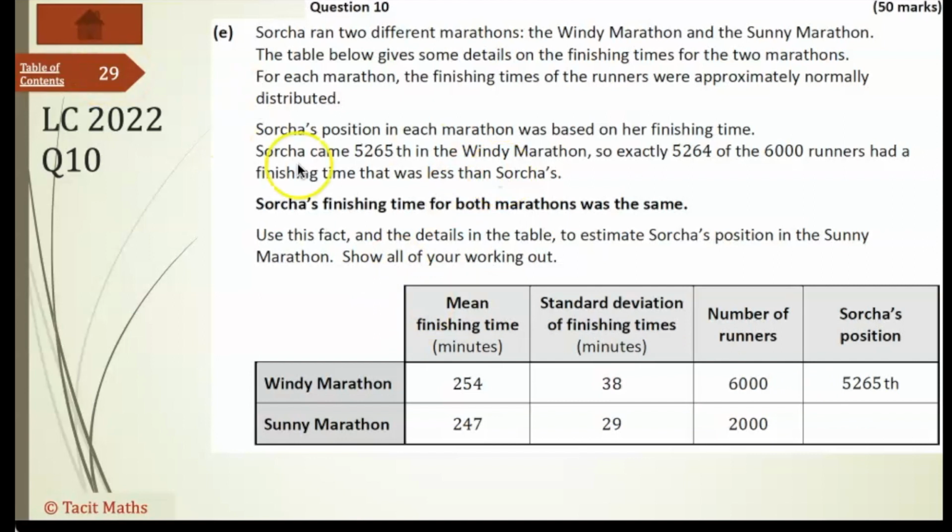So you can see that she ran 2 different marathons. These were her positions, right? But you can see the key thing is that there's different amount of people in both, okay? And that she finished 5,265th in this big marathon. But it says her finishing time for both marathons were the same. So we want to figure out what position she finished in this. So it's a very clever question here.